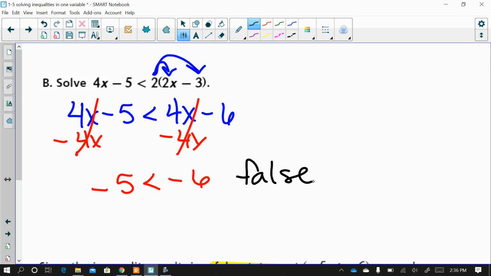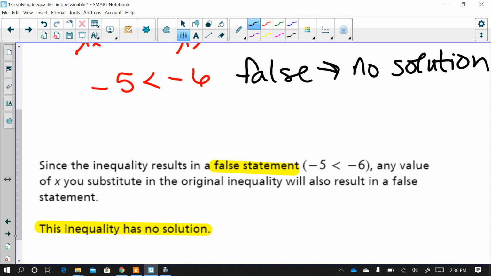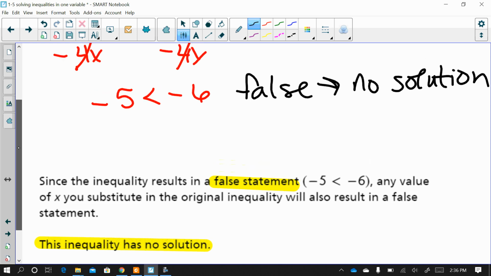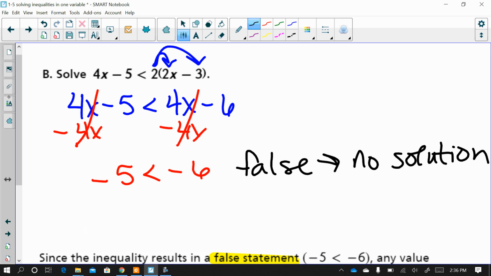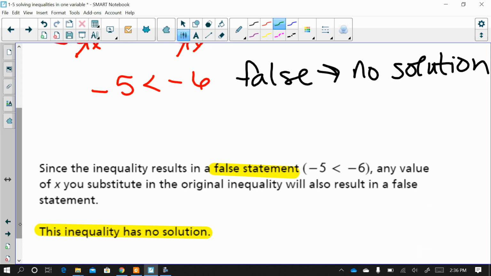So what do you think happens when we have a false statement? Absolutely no solution. Right? Since the inequality results in a false statement, any value of x we plug in is also going to result in a false statement. So this inequality has no solution. Again, just like the last problem, you could stop right here. Notice the x's are the same, so you really just concentrate on this part, and you could say not true. So you could also stop right there.